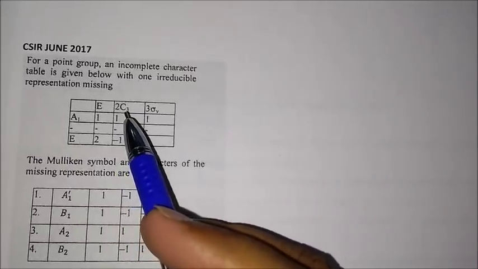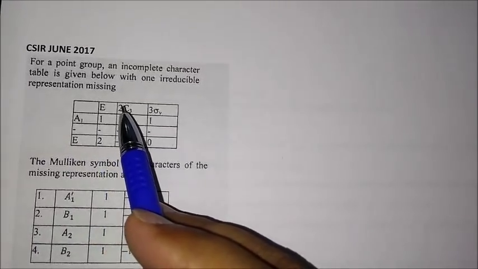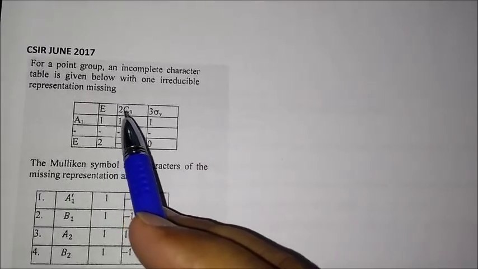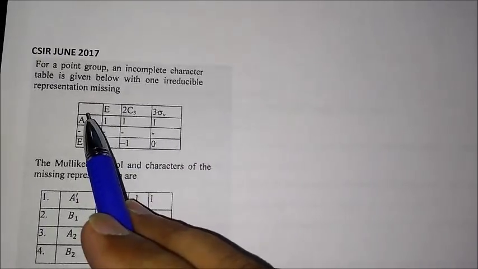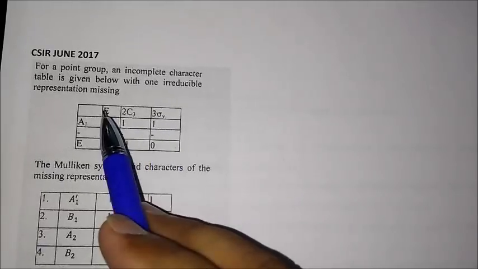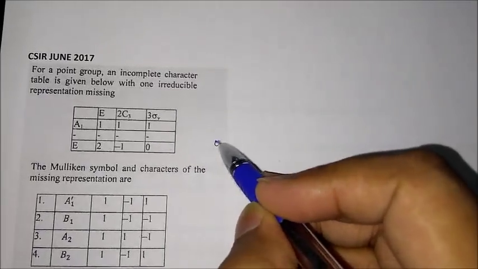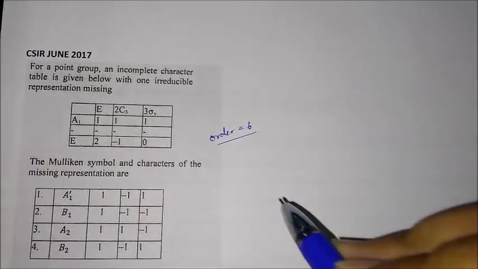First of all, check the order. So for E the coefficient is 1, for C3 it is 2, I'm talking about the coefficient. So for E it's 1, for C3 it's 2, for sigma v it's 3. So overall you will get 3 plus 2 is 5 plus 1 is 6. So the order is 6. Okay, so I'm just writing order is equal to 6.